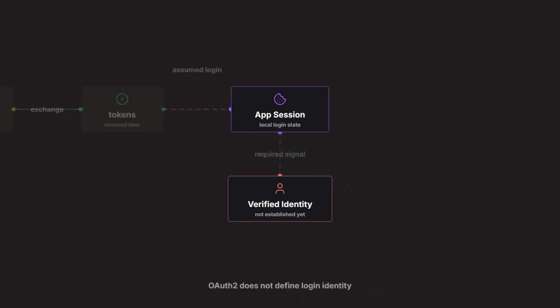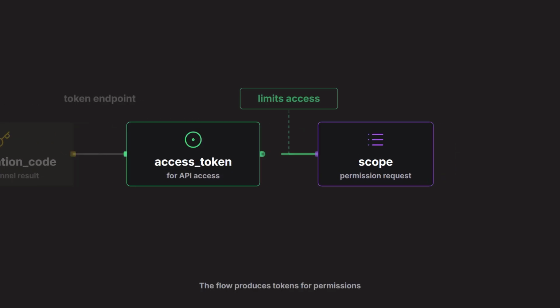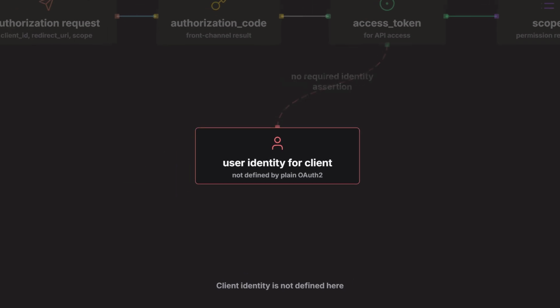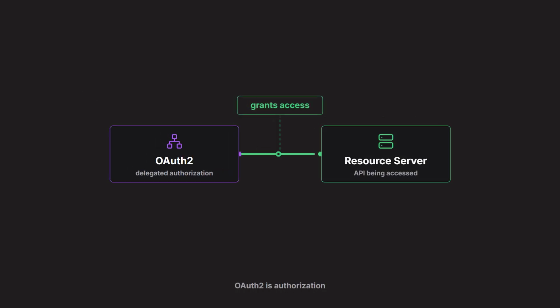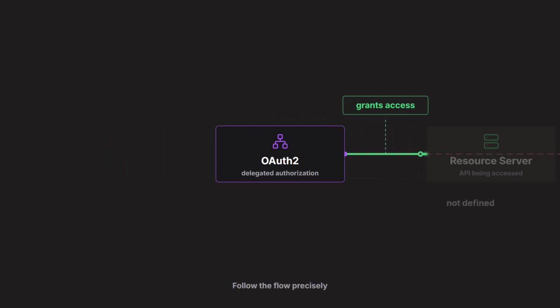OAuth2 does not define login. OAuth2 defines how one application gets permission to access something from another system. It is an authorization framework, not an authentication protocol. To see why, follow the flow precisely.